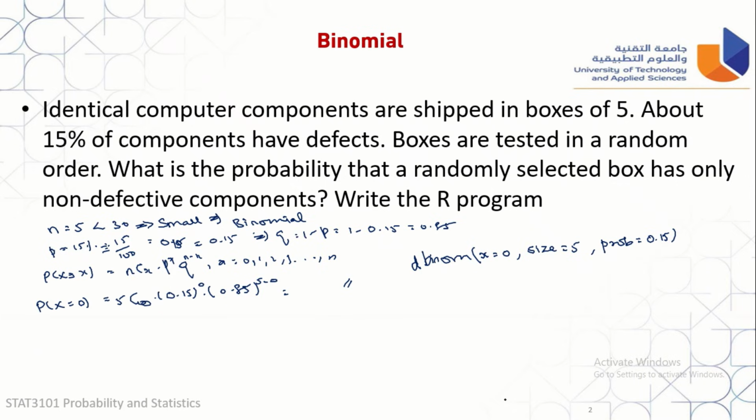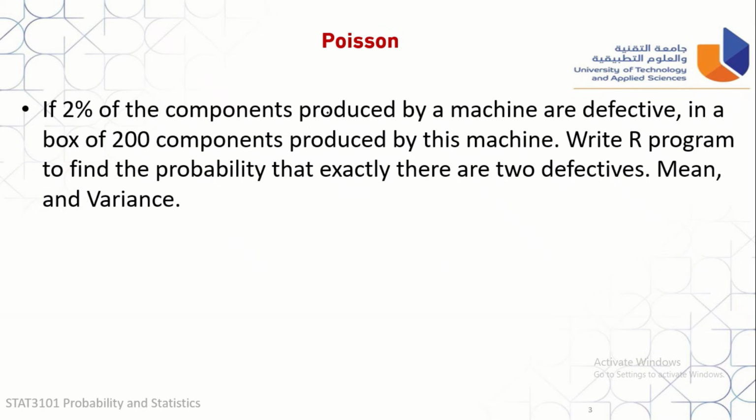If it is any other question, then act accordingly to answer those questions. And now a Poisson one. If 2% of the components produced by the machine are defective, what is the meaning? If 2 out of 100 components produced by the machine are defective, that is 2%, right? So in a box of 200 components produced by this machine, write an R programming to find the probability that exactly 2 are defective, and find the mean and variance.